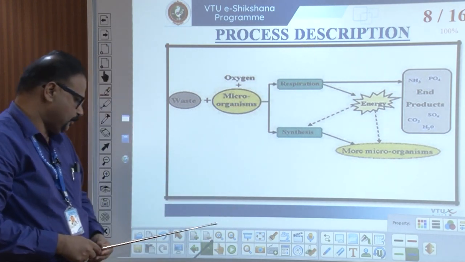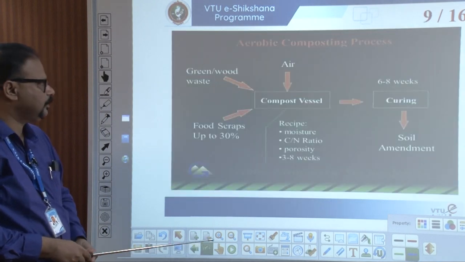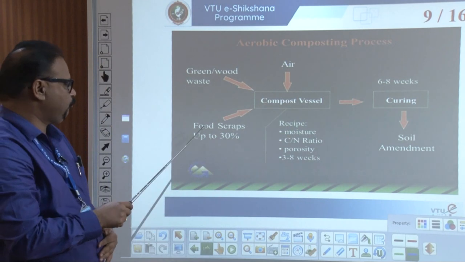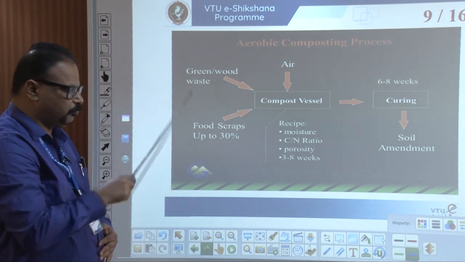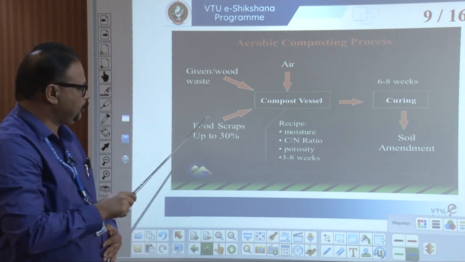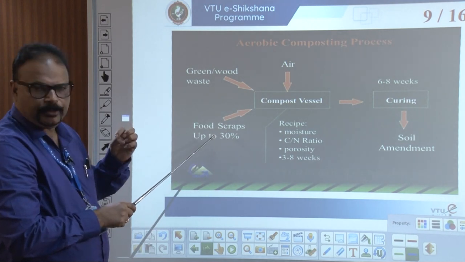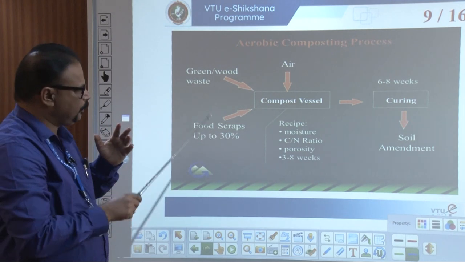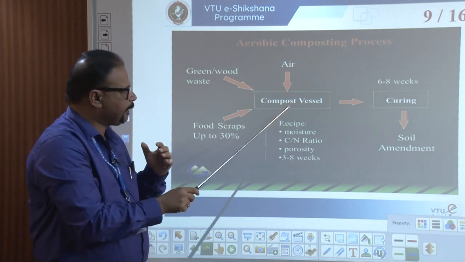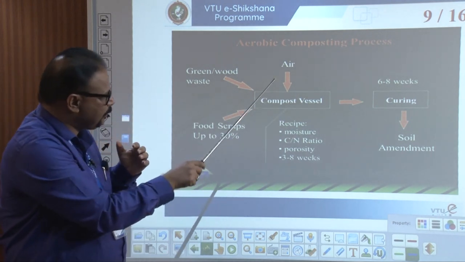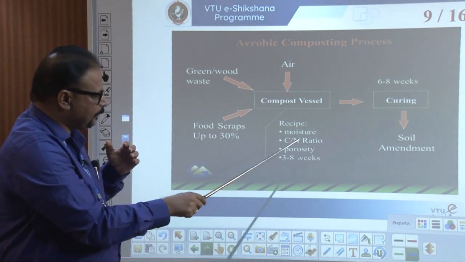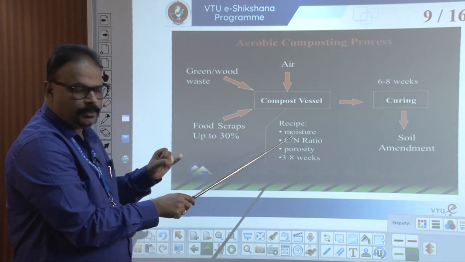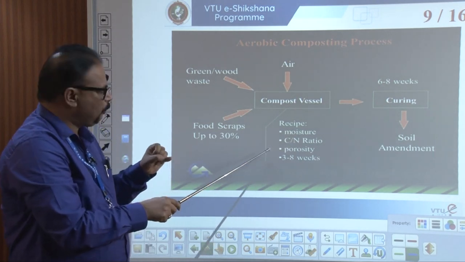Next slide. What is the next slide? This is the aerobic composting method. The food organic waste, it may be food material, it may be green or wood waste. This is the compost vessel or tank. It needs air. We also have to maintain the moisture content, the carbon and nitrogen ratio, and porosity.